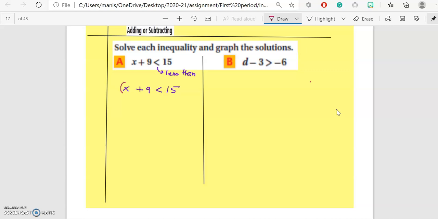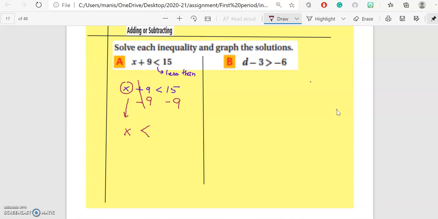So what will be my first step? I will circle my variable because I have to find the value of this x. I will do the opposite of the plus sign, that's your subtraction sign. So I'll subtract 9 from both the sides. As I know, 9 minus 9 will give me 0, and I will bring this x down over here, and I will not do anything with this inequality symbol. I will keep it like this.